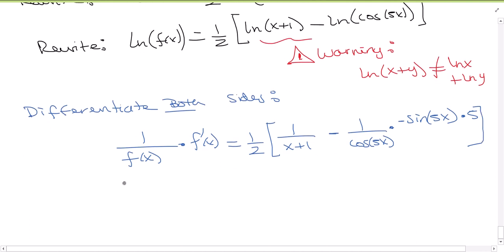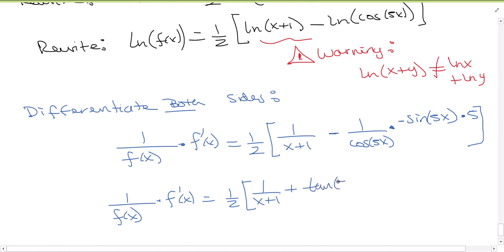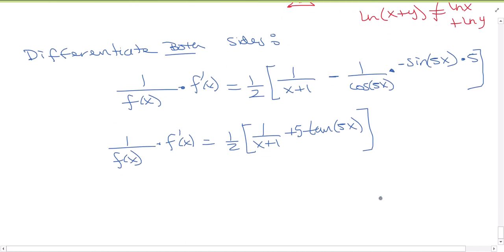And so let's rewrite it. So I have 1 over f of x times f prime of x equals 1/2, and this is just 1 over x plus 1, minus times, we're multiplying these. Minus times a minus becomes plus sine 5x over cosine 5x, that's tangent of 5x, and then times 5. So I'm going to put that 5 up front, and that is it. Well, almost. What do we still have to do?